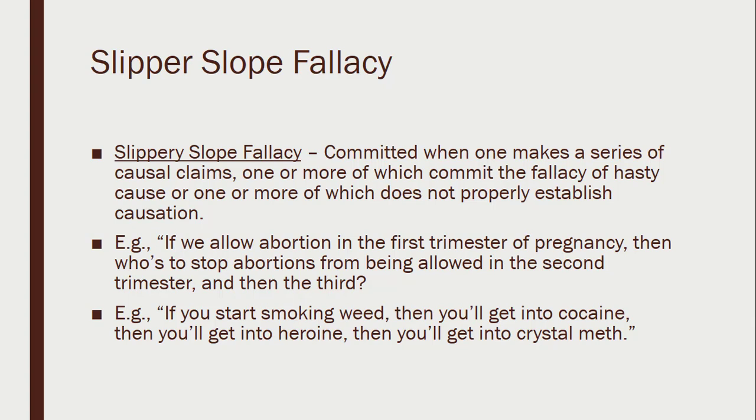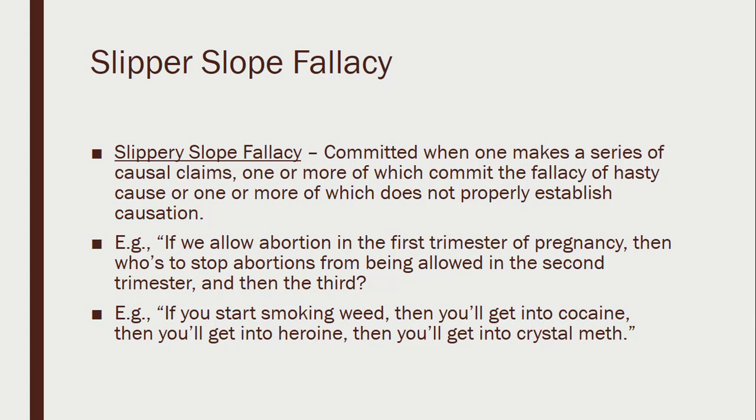The idea behind a slippery slope argument is that you say, if we allow one thing to happen, then this next thing will happen, and then this next thing will happen, and so on and so forth. In other words, if we allow one thing to happen, we'll start slipping down a slope, where we'll fall into a state of affairs at the bottom of the slope that's very negative and very bad.